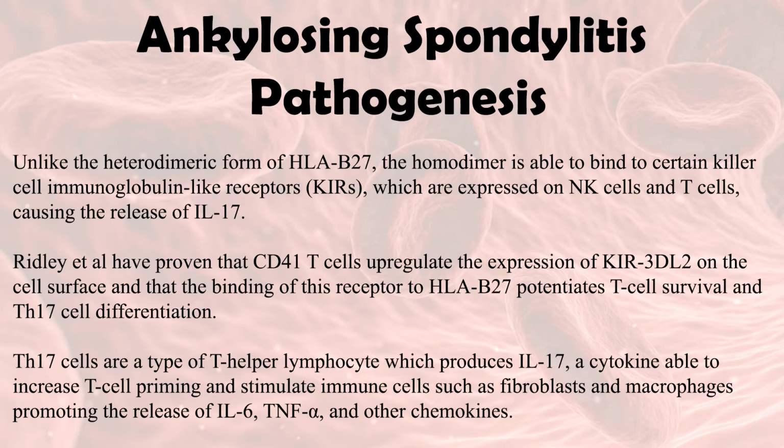Ridley et al. have proven that CD4 T cells upregulate the expression of KIR3DL2 on the cell surface and that the binding of this receptor to HLA-B27 potentiates T cell survival and Th17 cell differentiation. Th17 cells are a type of T helper lymphocyte which produces IL-17, a cytokine able to increase T-cell priming and stimulate immune cells such as fibroblasts and macrophages, promoting the release of IL-6, TNF-alpha, and other chemokines.